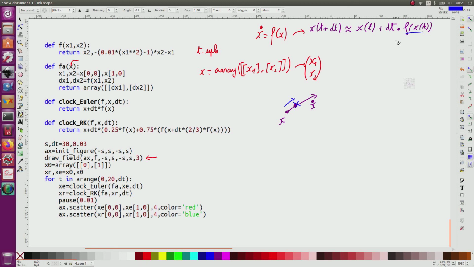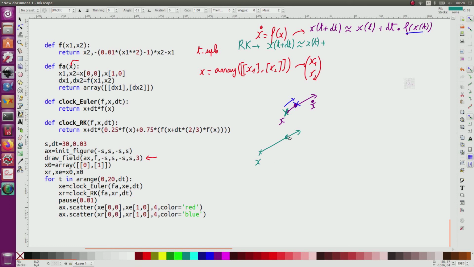The Runge-Kutta method is different. Here with the Runge-Kutta method, we'll have x at time t plus dt approximately equal to x of t plus, so here, some kind of speed. But the speed is not taken only at time x. I will integrate, so here it's x. I will integrate, and I make a guess that probably I will be here.